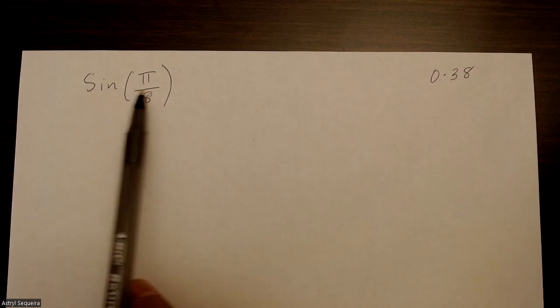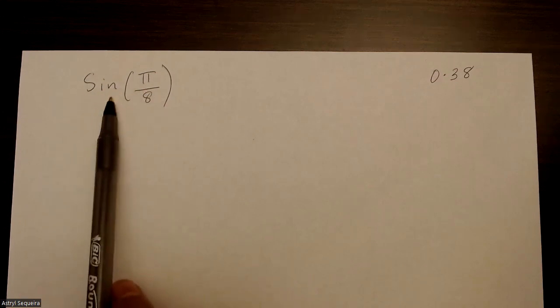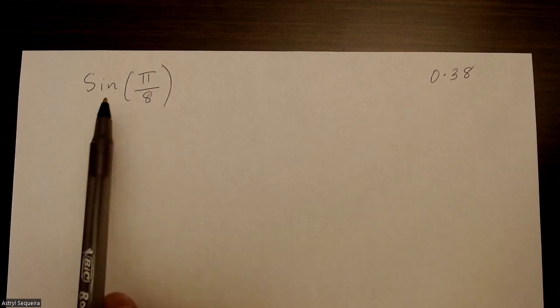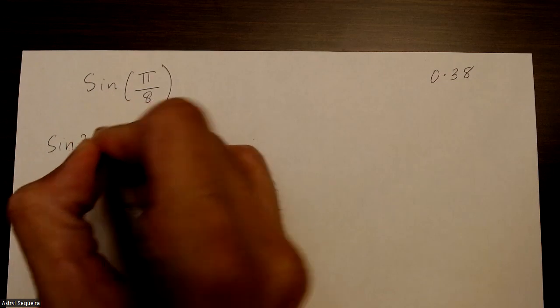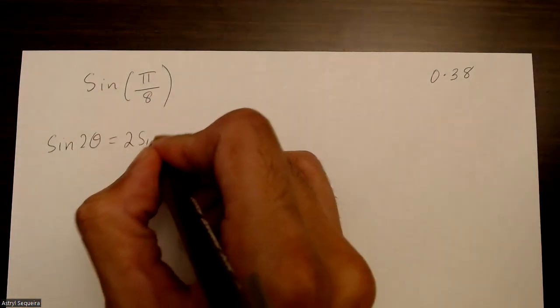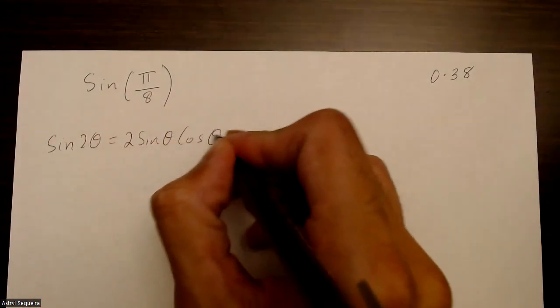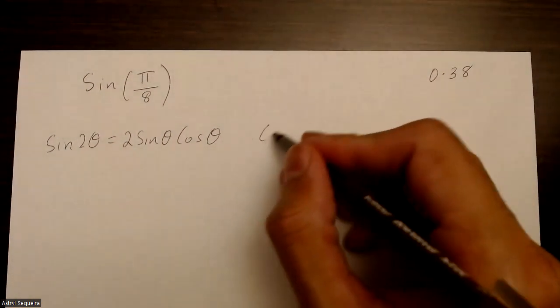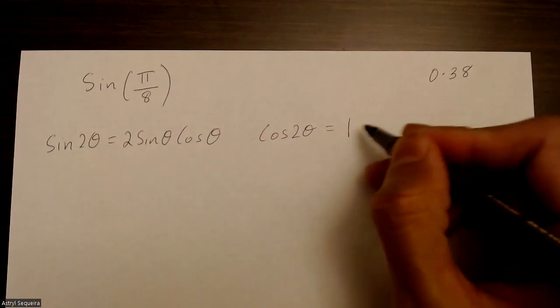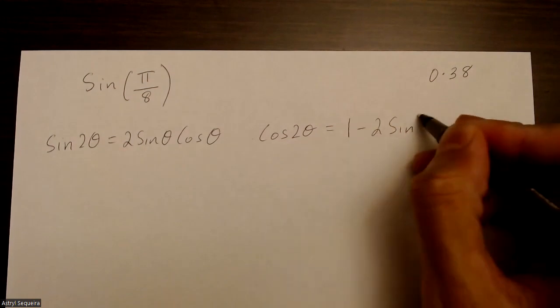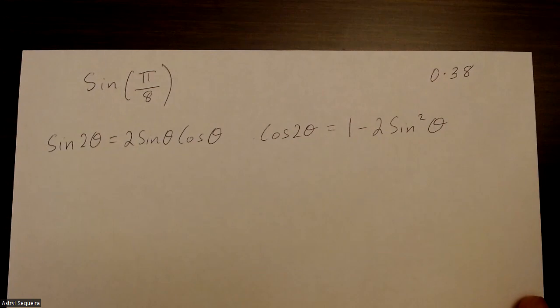So there's two possible formulas that have sine in them where the angle is half of the double angle. One of the cases is sine 2 theta equals 2 sine theta cos theta. And the other one is cos 2 theta equals 1 minus 2 sine squared theta.